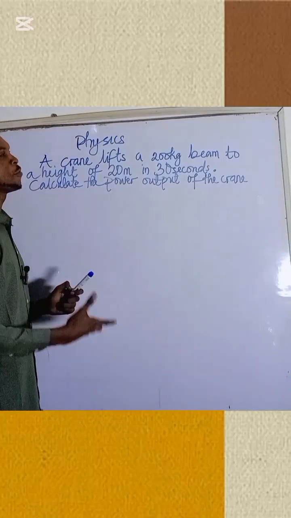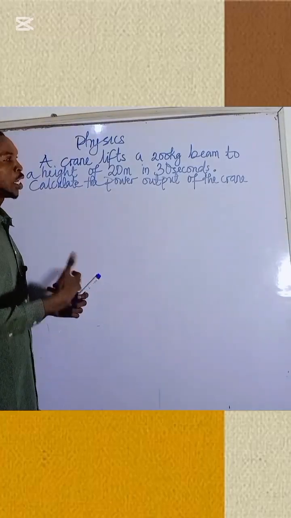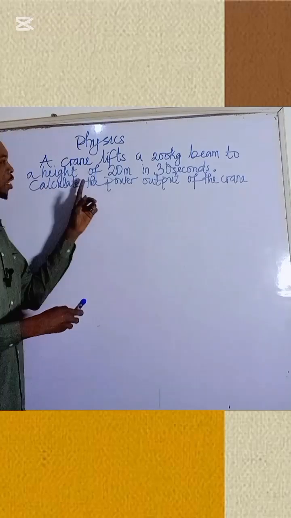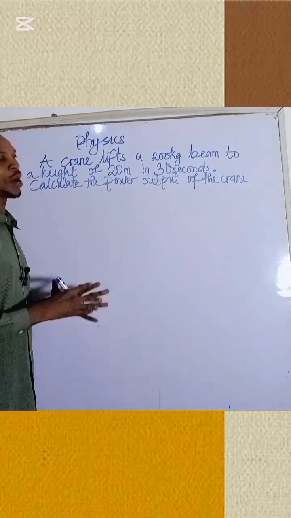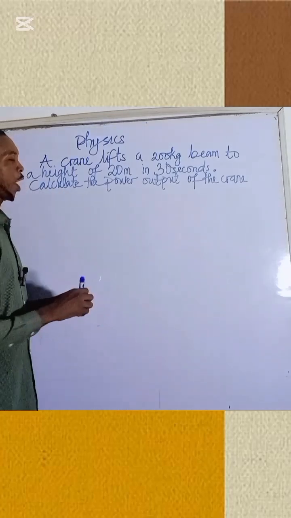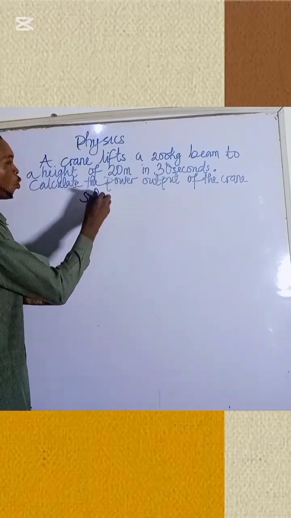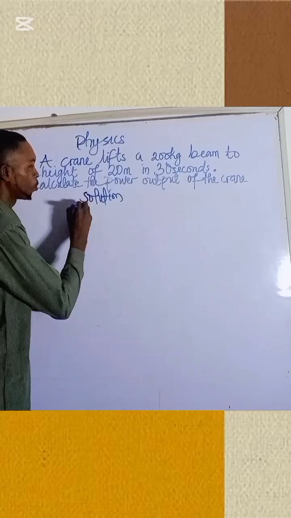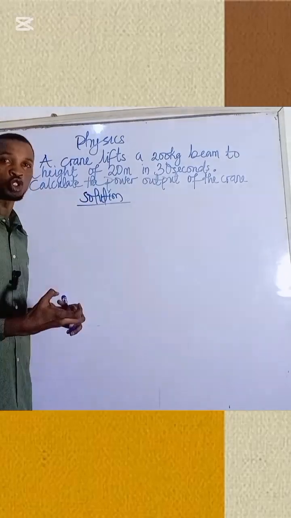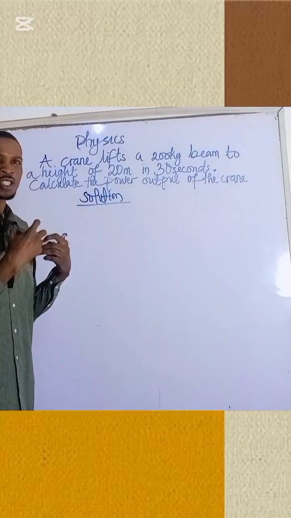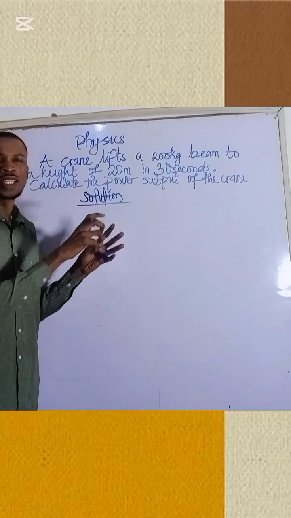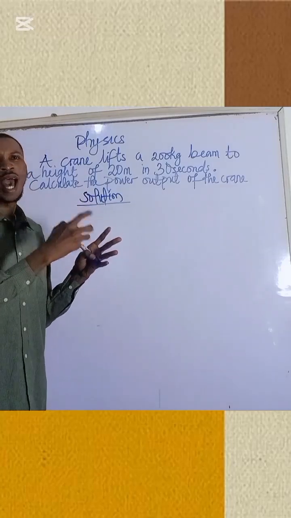A crane lifts a 200 kilogram beam to a height of 20 meters in 30 seconds. Calculate the power output of the crane. Right. So to solve this question, what are we given? In physics and chemistry, when you want to solve a problem, take note. Ask yourself, what am I to calculate in the question, and what am I given?